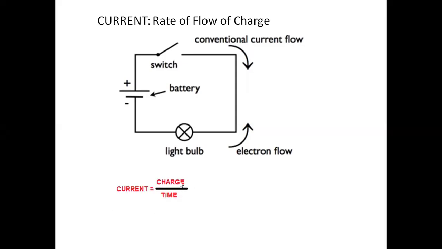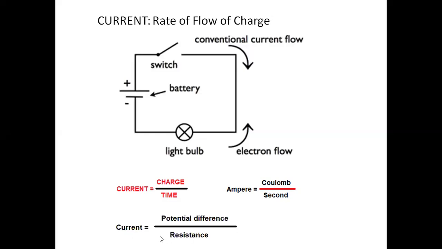So current is equal to charge upon time, Q upon T. And ampere is the unit of current, charge in coulomb, time in seconds. It means ampere is equal to coulomb per second. There is one more formula, that is from Ohm's law. Current is equal to potential difference upon resistance. I is equal to V over R. So we will be using all these formulas in our next video, that is electricity and DC circuits. We will calculate the unknown quantities using these formulae.